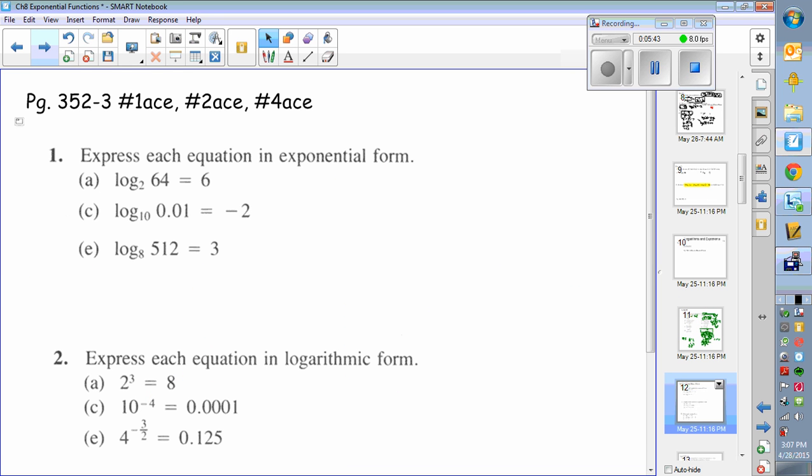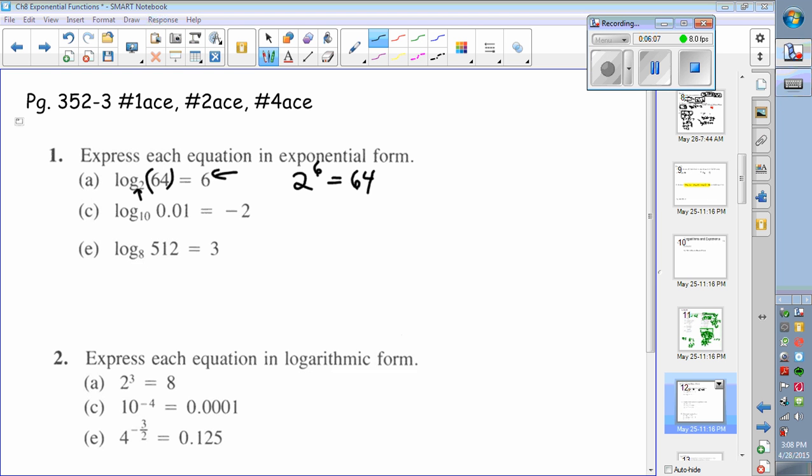So the next set of questions dealt with taking a logarithmic expression like you see and writing that in exponential form. If you recall, the 2 that's here is the base. So when you write this in exponential form, the base is 2, 6 will be the exponent, and the answer you're taking the logarithm of is the answer to the exponential. So 2 to the 6th power equals 64.